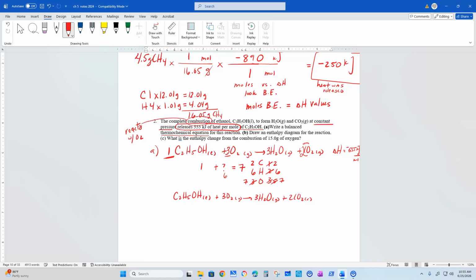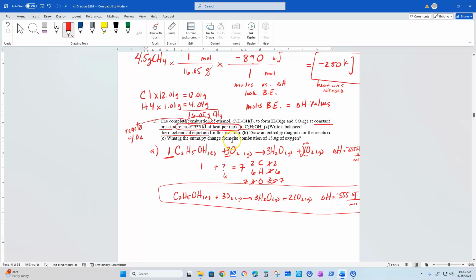So pay close attention to the wording when it comes to that delta H. If they don't mention that per mole, then we can actually double that delta H if we had to put a 2 right there. Okay, so right here, there's my thermochemical equation.